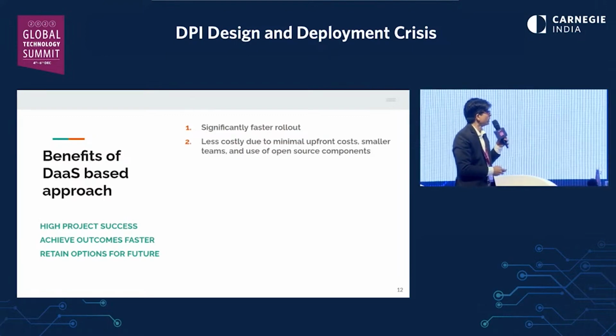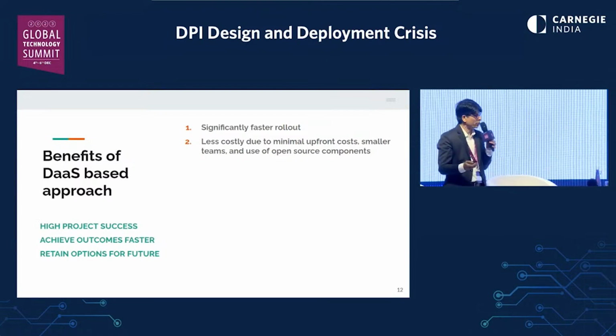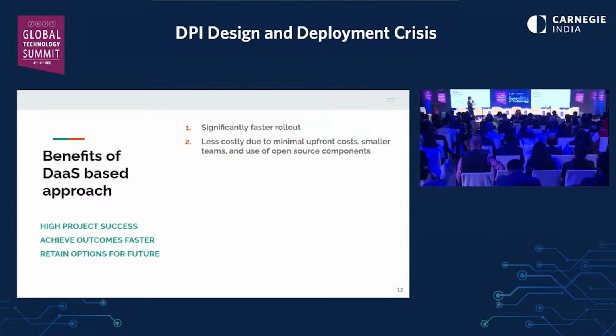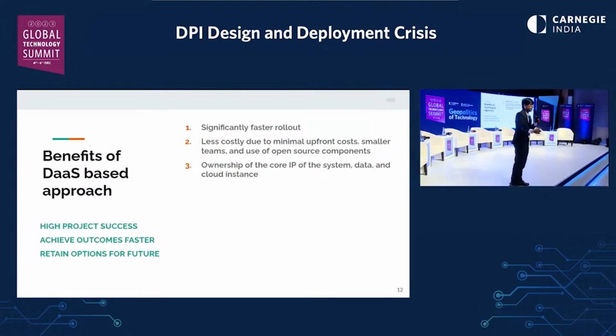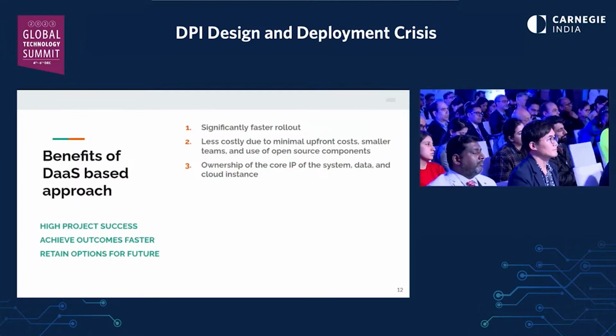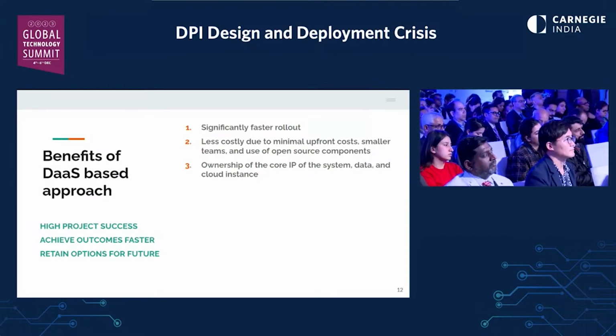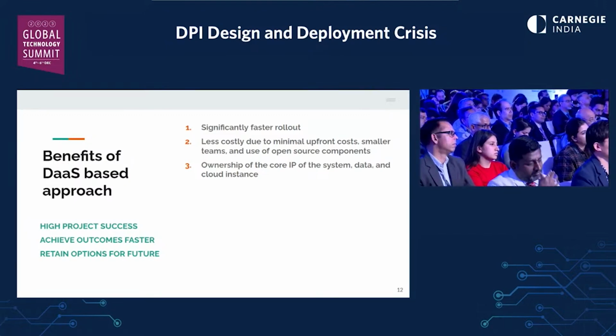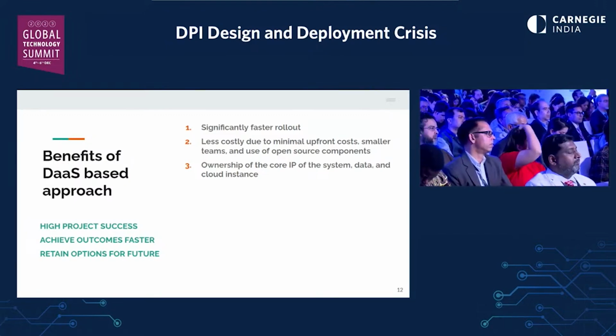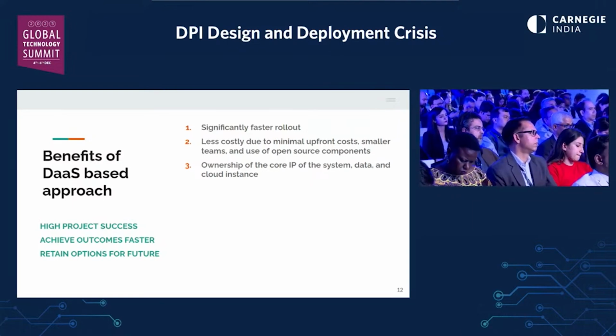Significantly faster rollout, less costly due to cost of time, cost of capacity and people, everything else, right? Ownership of IP remains with the country because it's open source. You're using the best of open source core engine, the intellectual property remains, and it's your cloud instance. Cloud doesn't mean public cloud. It can be public cloud, it can be private cloud, it can be in-country cloud.